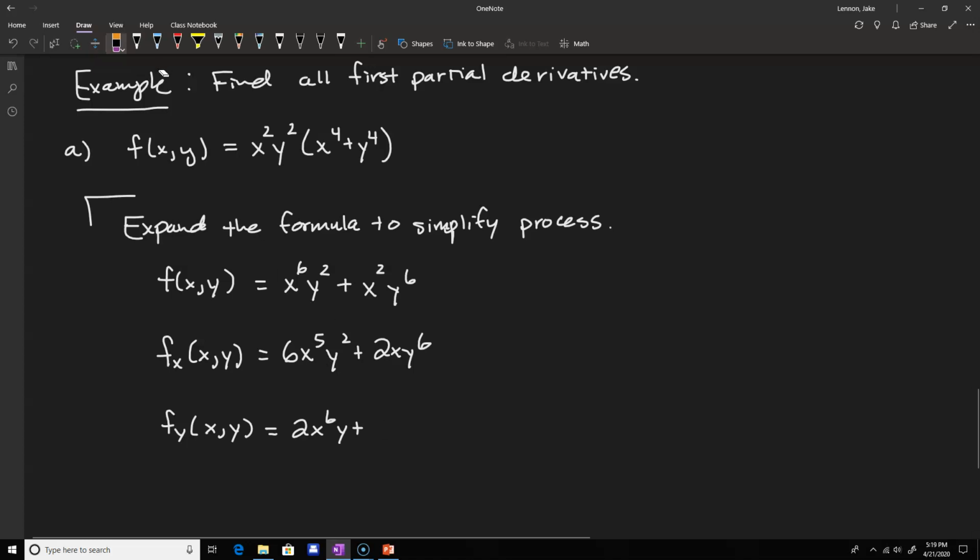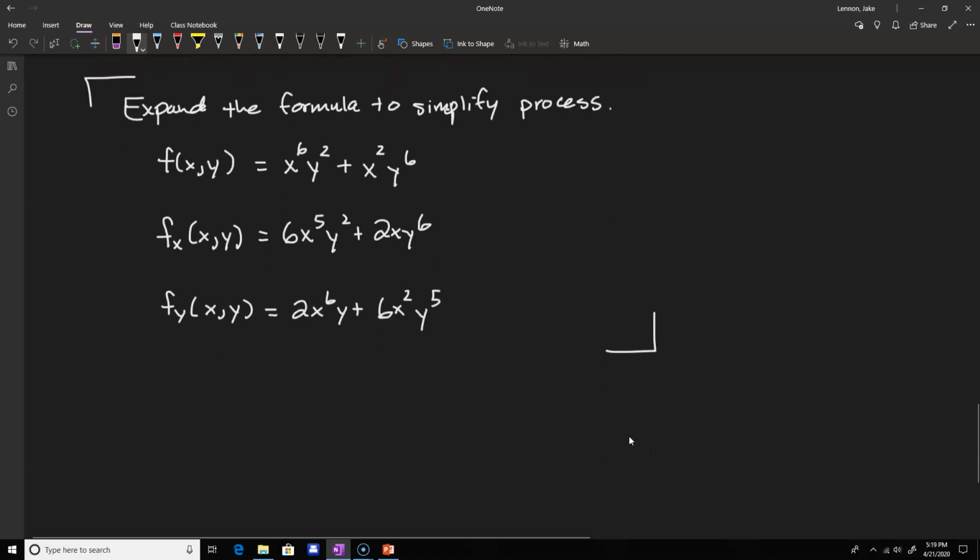In general, it's not wrong if you wrote it in a different order, but I generally like to go constants and then list my variables by alphabetical order. So I would have 6x squared y to the fifth. And those would be our two partial derivatives. Okay, so that's it for this example.